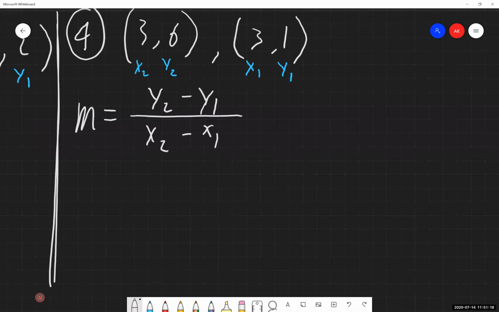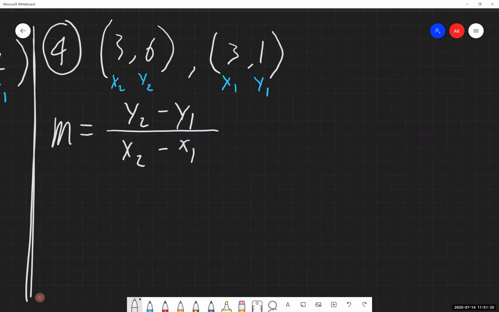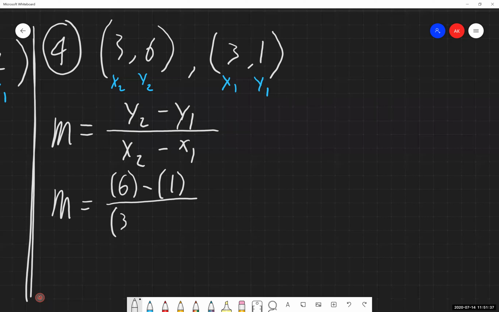So plugging each of these values in, again, make sure you are doing this with parentheses. So y sub 2 is 6. Oops, I'm going to make that a more obvious 6. There we go. Minus y sub 1 over x sub 2, which is 3, minus x sub 1, which is also 3. Got that there.